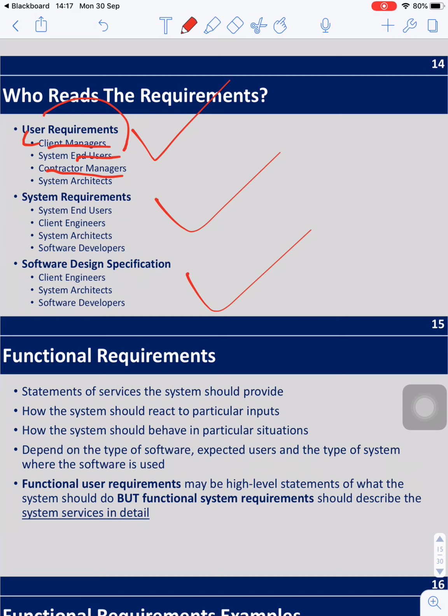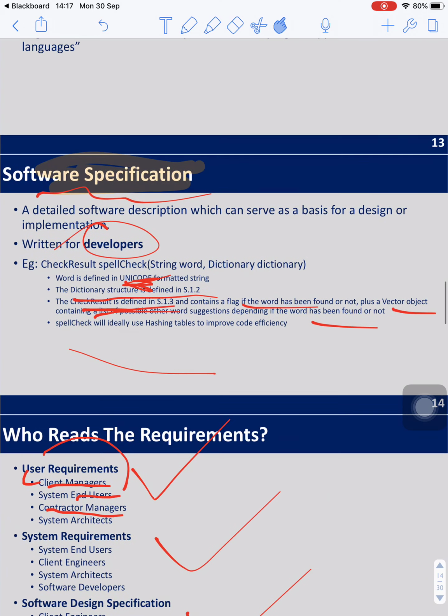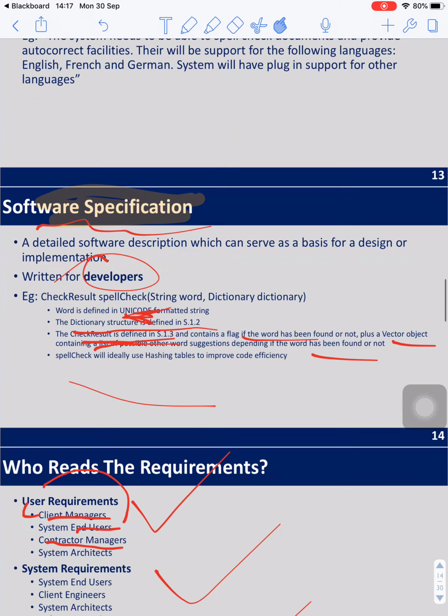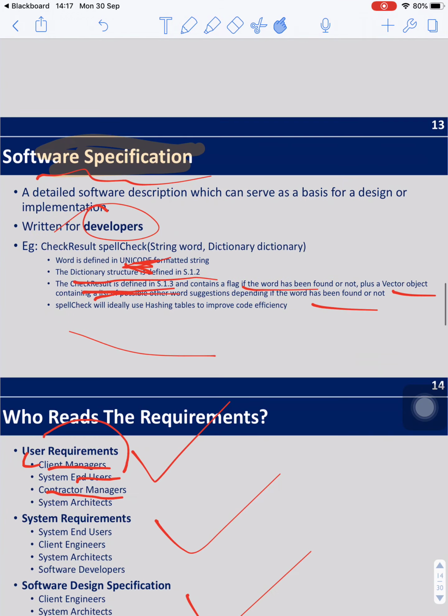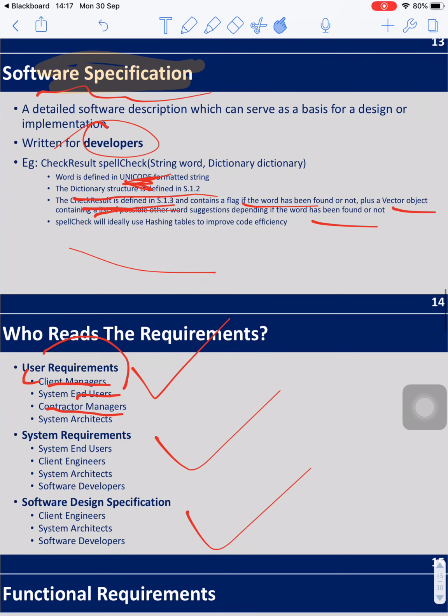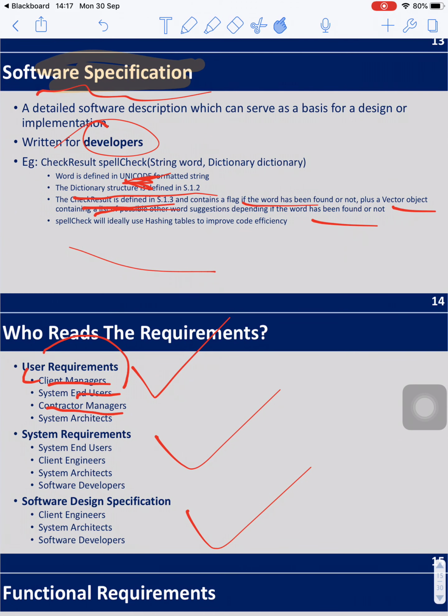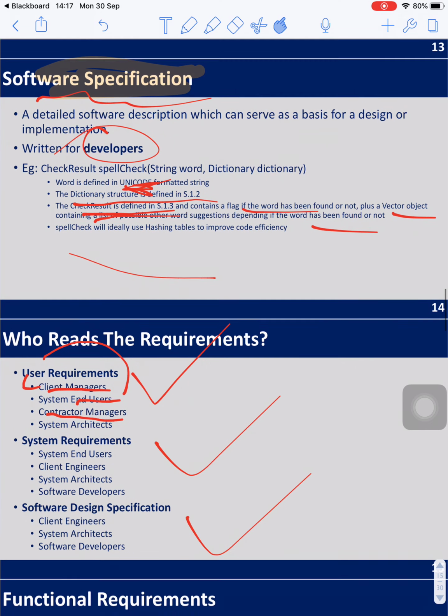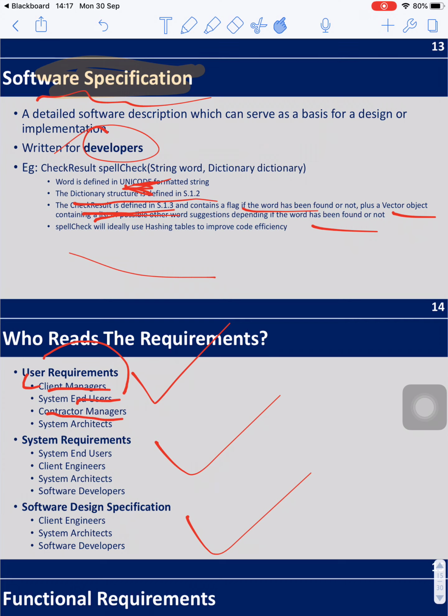The contract manager, it's very interesting that why the contract manager. I think the contract manager should see the system requirement. Contract manager. Contractor manager. Maybe I will see more why we need the contract manager for. Why we need the contract manager?